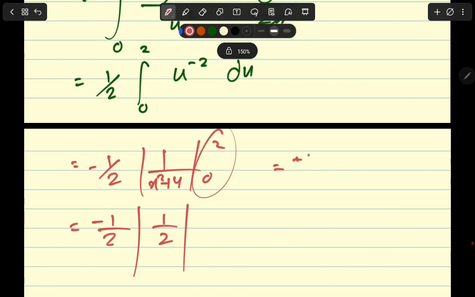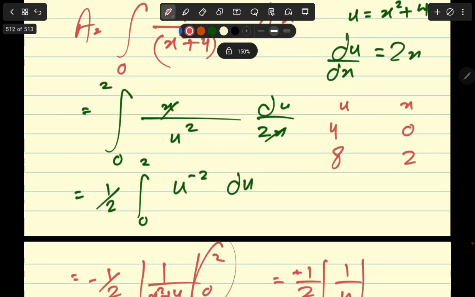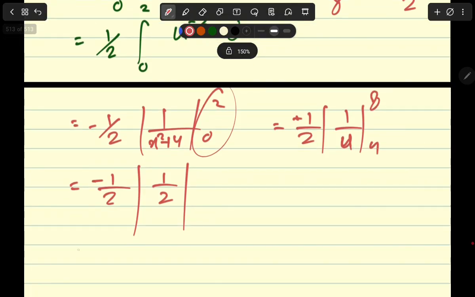Or I can do minus half u to the power of minus 1, which is 1 upon u, and now I can change the limits. So if x is 0, u is going to become 4, and if x is 2, u becomes 8. So now it has the limits from 4 to 8, and this is 1 upon u. So I can do either, right? And the answer is going to be the same, you will see.